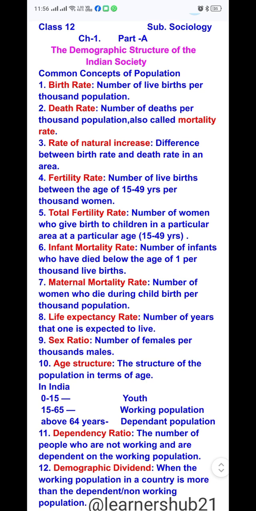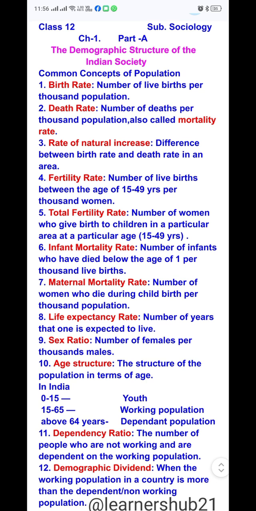In age structure, we divide the population into three age groups. In India, the 0 to 15 age group is known as the youth or young age. 15 to 65 is known as the working population, and above 65 is known as the dependent population. The last two definitions are related to the age structure.